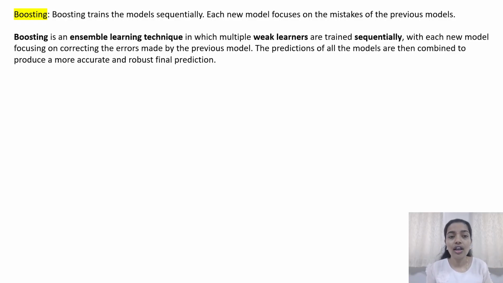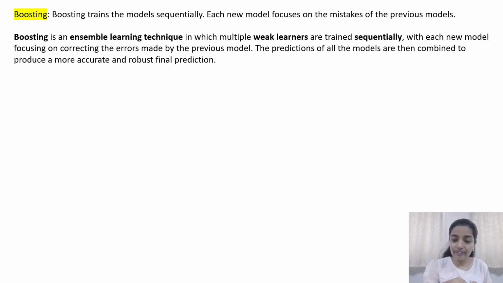Whereas in boosting, they work sequentially. So let us say I have 5 decision trees, or any 5 models which I am combining. How it will exactly work is, first, the first model will train and make predictions. Then whatever errors the first model makes, that will be the focus of our second model.